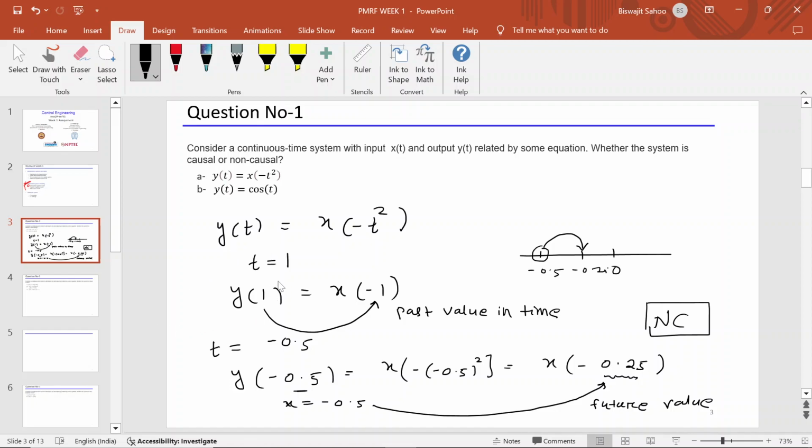Yes, sir. Okay. Similarly, you can solve by yourself y of t equal to cos t.